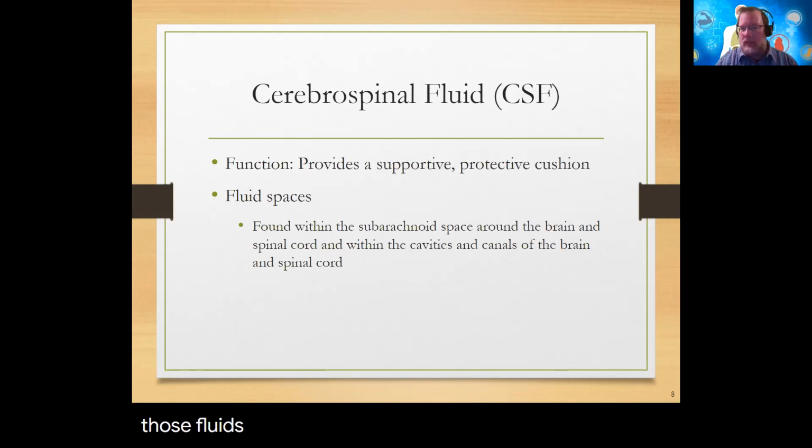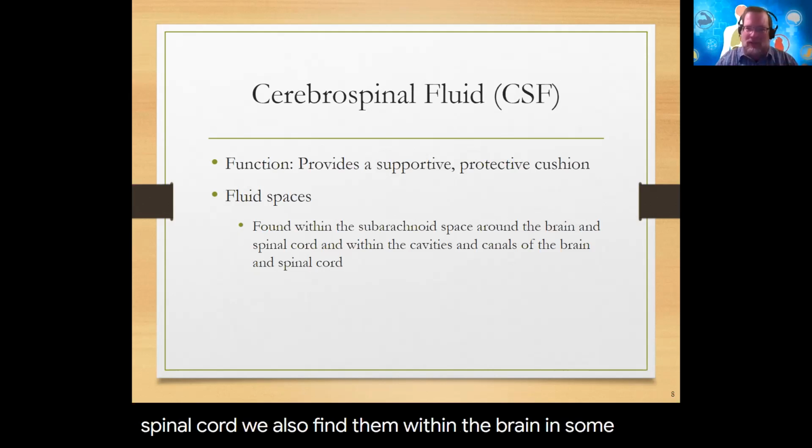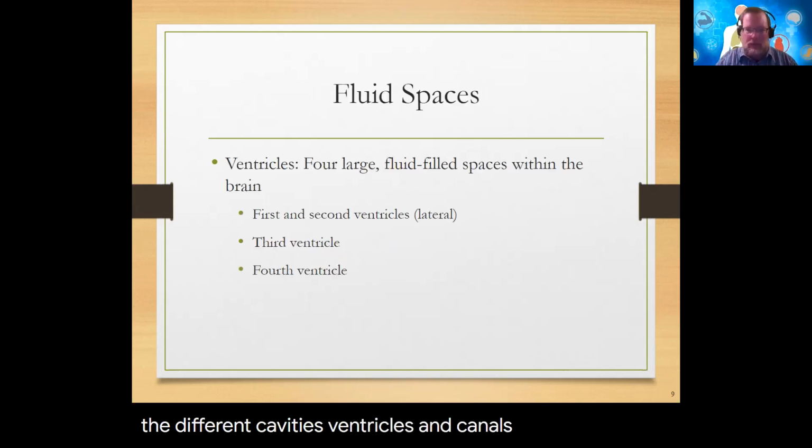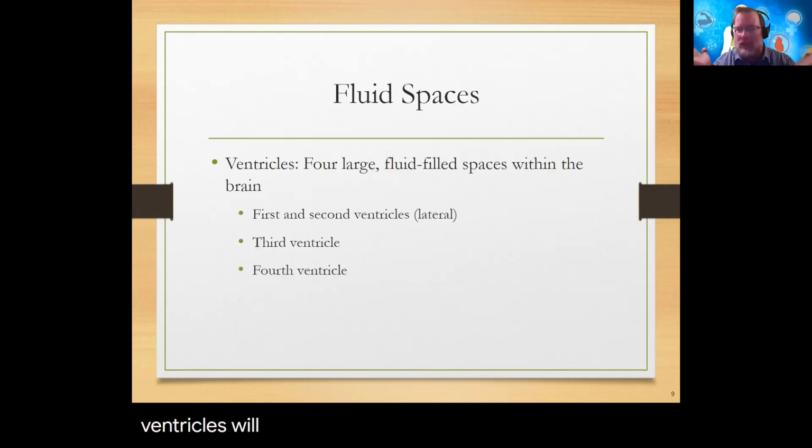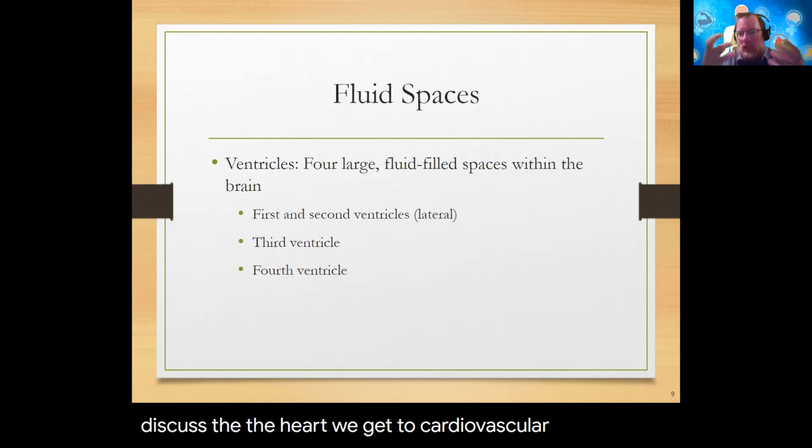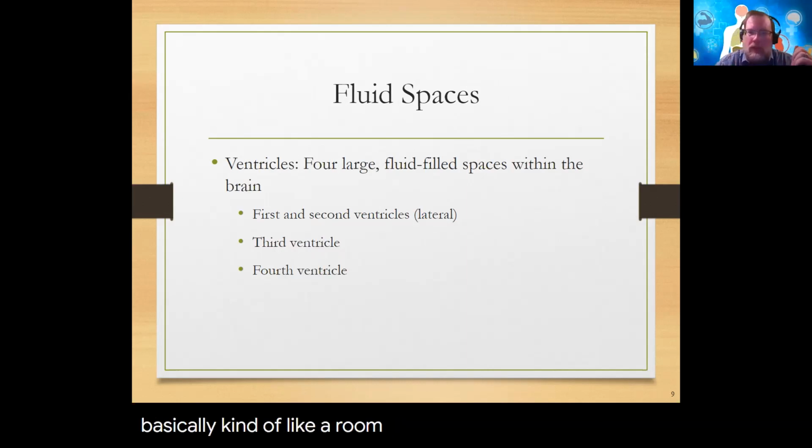So those fluid spaces that the CSF travels through are both around the brain and spinal cord in that subarachnoid space. We also find them within the brain in some of the different cavities, ventricles, and canals of the spinal cord. Ventricles, we'll see this term again, especially when we discuss the heart when we get to cardiovascular. A ventricle is basically kind of like a room or a space. So we do have four ventricles within the brain, or four spaces within the brain. This is where cerebrospinal fluid kind of originates and comes back home to and cycles through the brain.